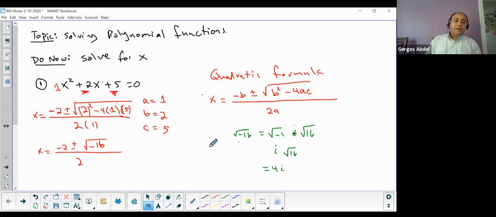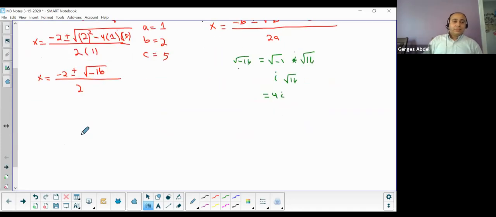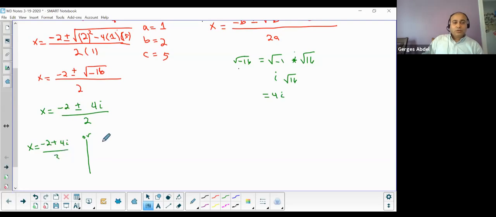All right, so if I get back here to the question, that's going to be x equals negative 2 plus or minus the square root of negative 16, which is 4i, divided by 2. The next step to simplify this one, you're going to have to do either x equals negative 2 plus 4i divided by 2, or x equals negative 2 minus 4i divided by 2. Either this one or the other one.